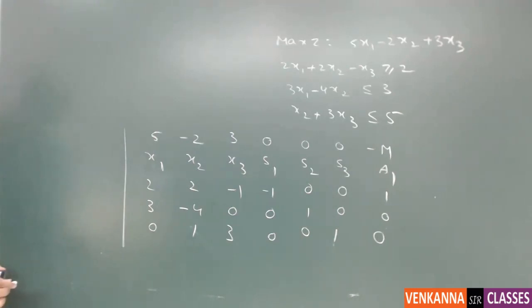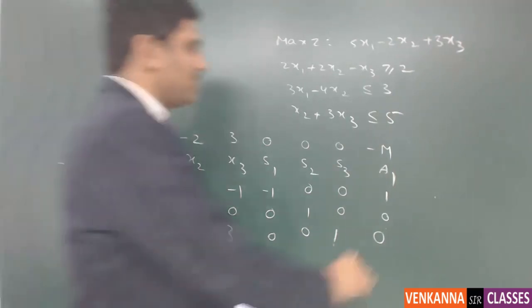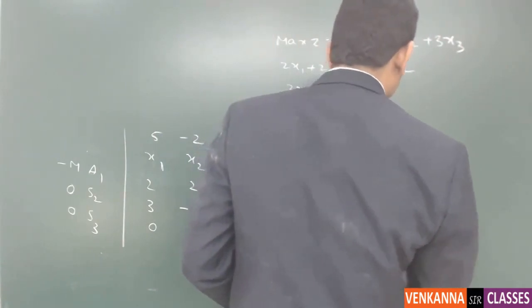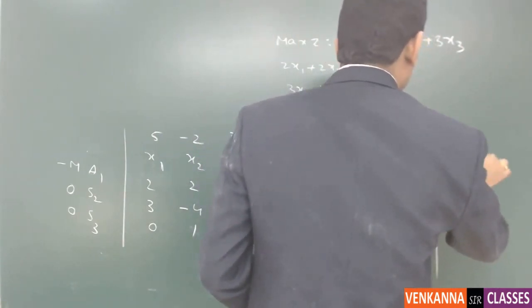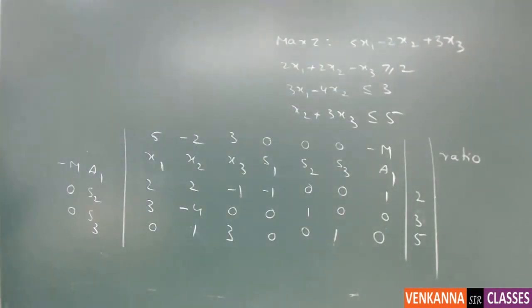And the basic variables are A1, then you have S2 and S3 with coefficients minus M, 0, 0. This was the table, and the solution is given by 2, 3, 5. And you are going to get the ratio as well. Please check if I go wrong anywhere. Is the table accepted by everyone?